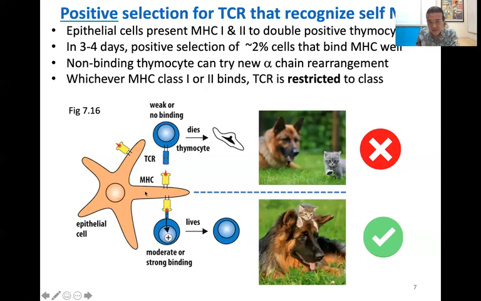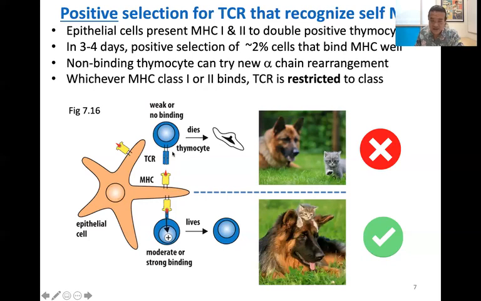In this case, these epithelial cells will present MHC, right? These cells will present both MHC1 and MHC2 on their surface, just to see whether these newly developed thymocytes with T cell receptors can in fact properly bind to MHC. Right? This particular thymocyte, it's too bad. Its shape that it came up with for its T cell receptor does not interact with MHC.